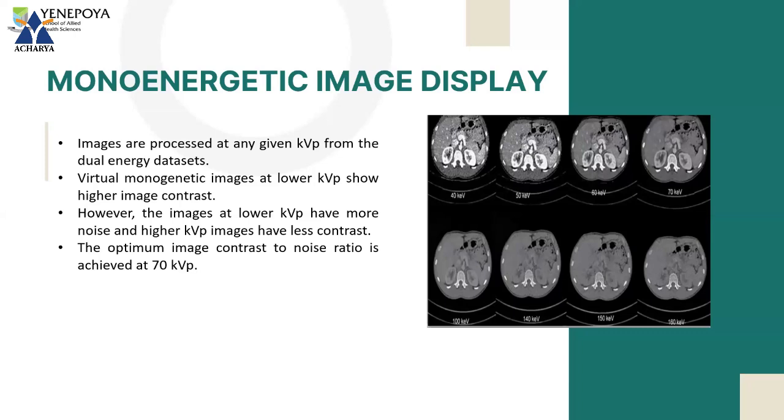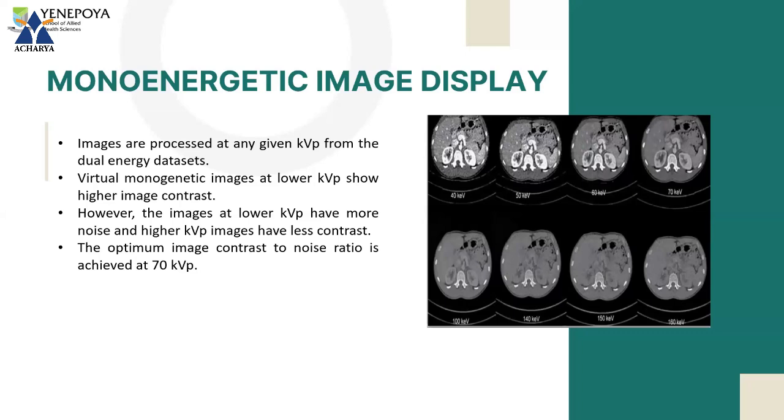But at high energy, there won't be much noise. The image will be much smoother than the 40 keV or lower keV images, but the contrast differentiation will be much less. You can see this in the image on this screen as well. You can see the difference in contrast between the two types of data. So if you are able to visualize any particle, you can take this 40 keV data and the radiologist can sit and report on that.